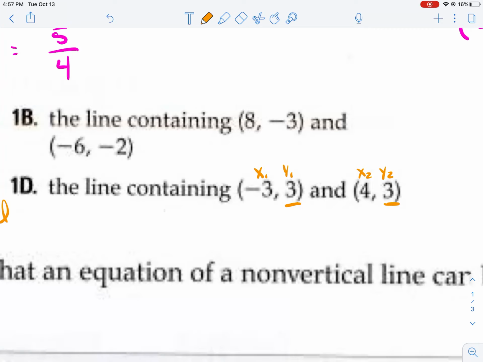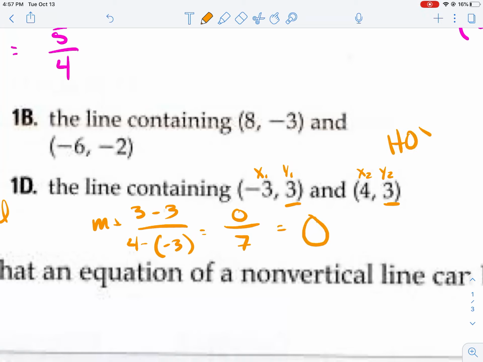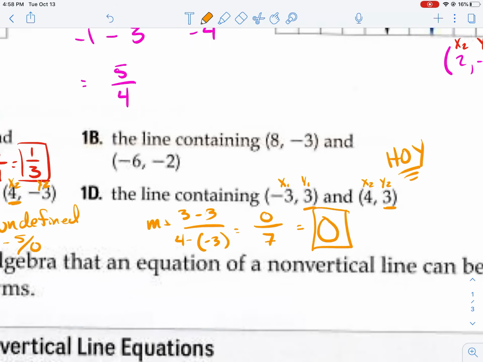But I'm not assuming anything. Let's just go through it. So m is equal to y2 minus y1 over x2 minus x1. So we get 0 over 7, which is just 0. So this is an example of a "Hoy" problem, right? Anytime you see 2 points that have the same y value, you got to think Hoy, right? It's a nice horizontal line, and its slope is 0. Okay? All right. We'll skip 1b there.